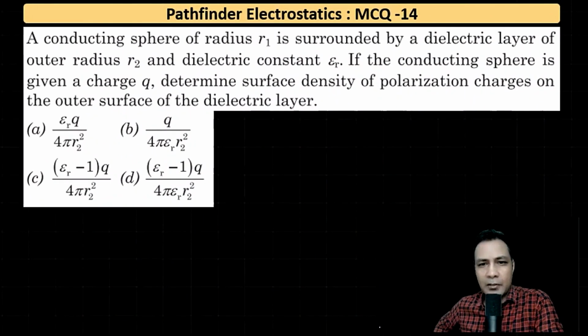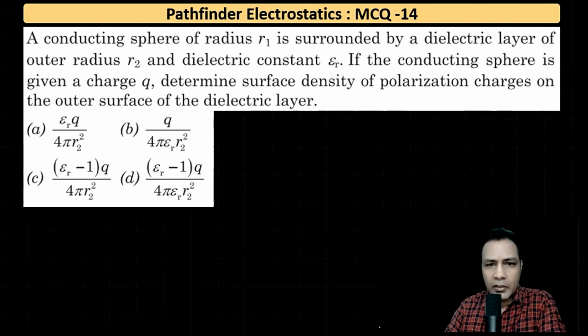Yeah, dear students, let's see this question of electrostatics from Pathfinder. It's MCQ question number 14. The question is saying: a conducting sphere of radius R1 is surrounded by a dielectric layer of outer radius R2 and dielectric constant epsilon R. If the conducting sphere is given a charge Q, determine the surface density of polarization charges on the outer surface of the dielectric layer. These are the four options. We have to tell which of these are correct.